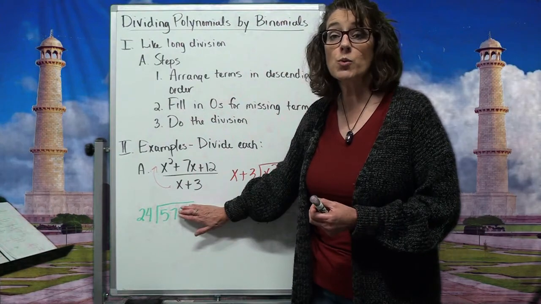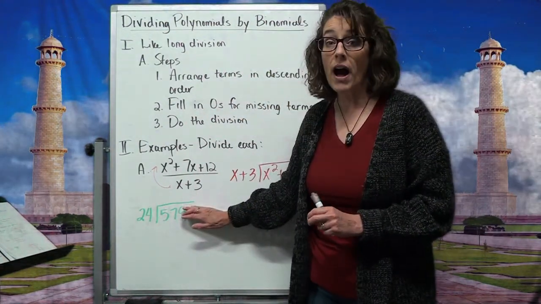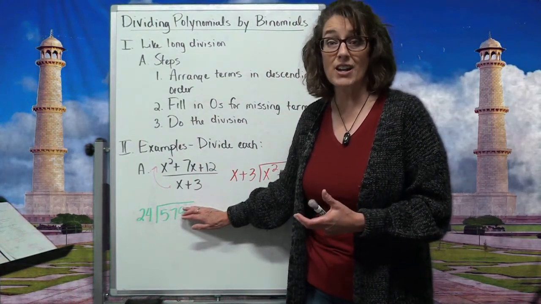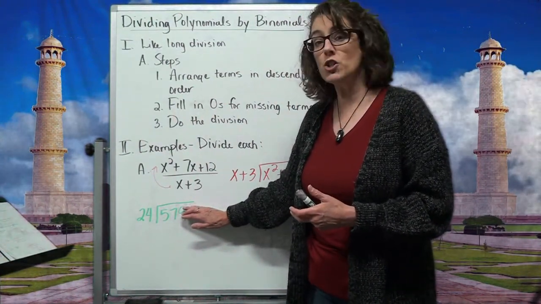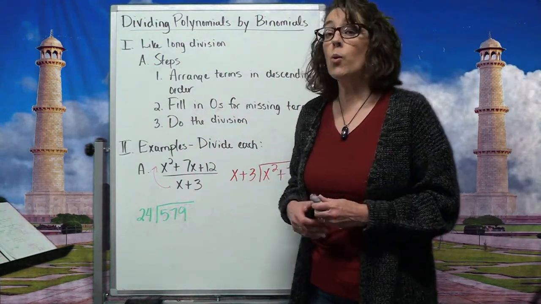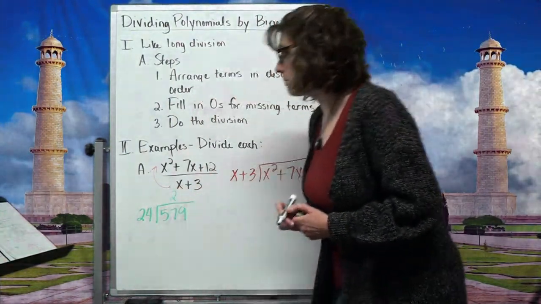Now, what a lot of us will do is we'll take a look at the 2 and we'll say, how many times will 2 go into 5? It'll go in twice. So we'll attempt to use that 2. So that's what we're going to do here is we're going to say 24 will go into 57 twice. Where do you write that? You write it above that division symbol.